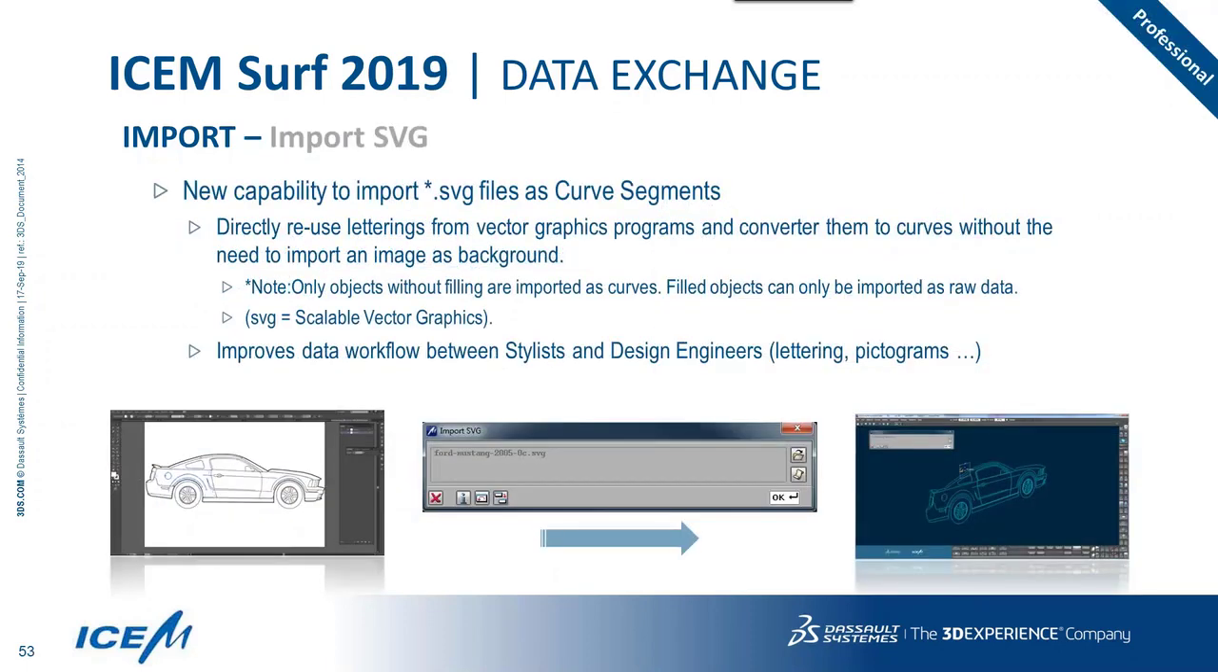For those of you that like to use SVG files, Adobe Illustrator files, I believe it's a standard format, we can bring them straight into ICEM Surf as vector-based geometry. If you import just wireframe objects, they will come in as curves. But if you import filled objects, like a flood fill between curves, then it comes in as raw data. The SVG file is a standard format, and it makes the workflow a lot easier to get curve-based imagery right in there. You don't have to trace over the TIFF files anymore, or use DXF. You can get the native, genuine data.